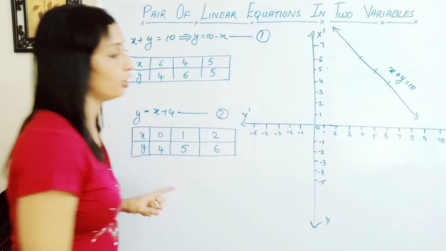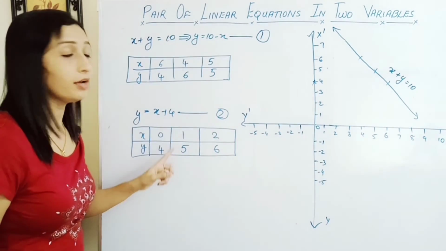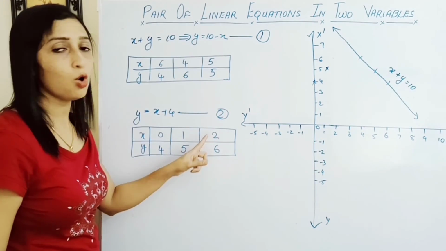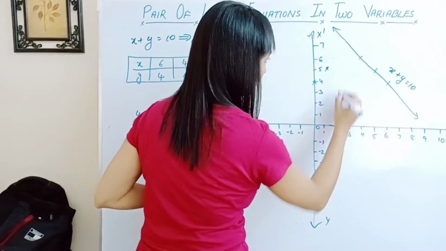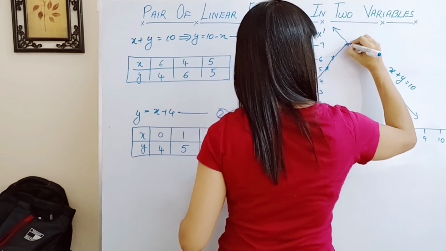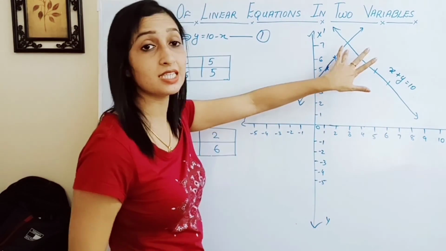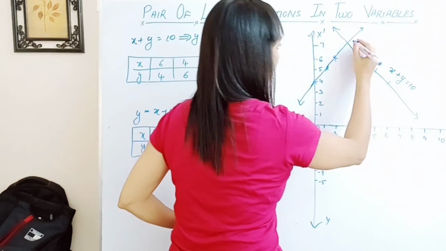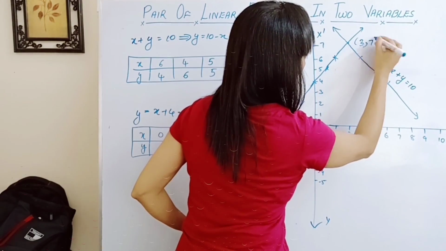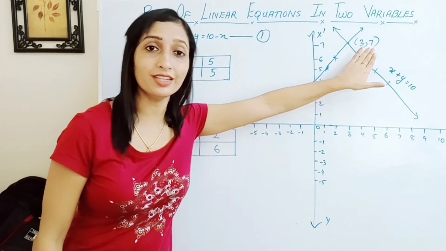That is 0, 4. So x equals 0 and y is 4. So the point is here. 1, 5: 1 on the x-axis and 5 on the y-axis. 2 on the x-axis and 6 on the y-axis. So the line will be like this. And extend this line. Now where does this line meet? The line meets at a point here, so I write the point. So in the graph, these two lines intersect at the point 3, 7.